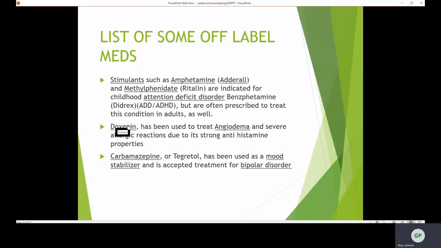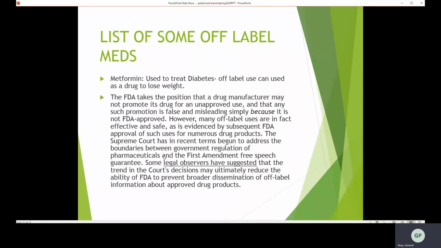And these are just some other ones, doxepin. You can read what it says here. Carbamazepine, different indications. And if you just Google what are some off-label prescription meds, you're going to get a whole list of them. Very popular. This is another popular drug, metformin. When you think of metformin, it's used to treat diabetes, but off-label, it can make you lose weight. So again, it's out there and it's very, very popular.